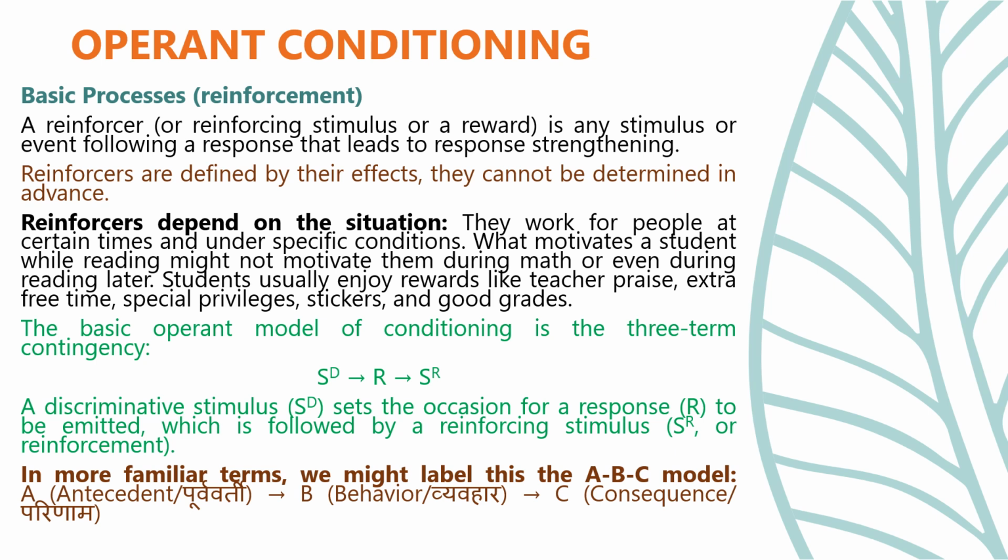The basic operant model of conditioning is the three-term contingency. One is the discriminative stimulus, which sets the occasion for a response, R, to be emitted, which is followed by a reinforcing stimulus, SR, or reinforcement. So this follows the model of ABC. A is antecedent, B is behavior, and C is consequence. Something antecedent before the behavior has happened, and because of that the behavior is expressed, and because of the expression of this behavior there is a consequence, which may be a reward or reinforcer.